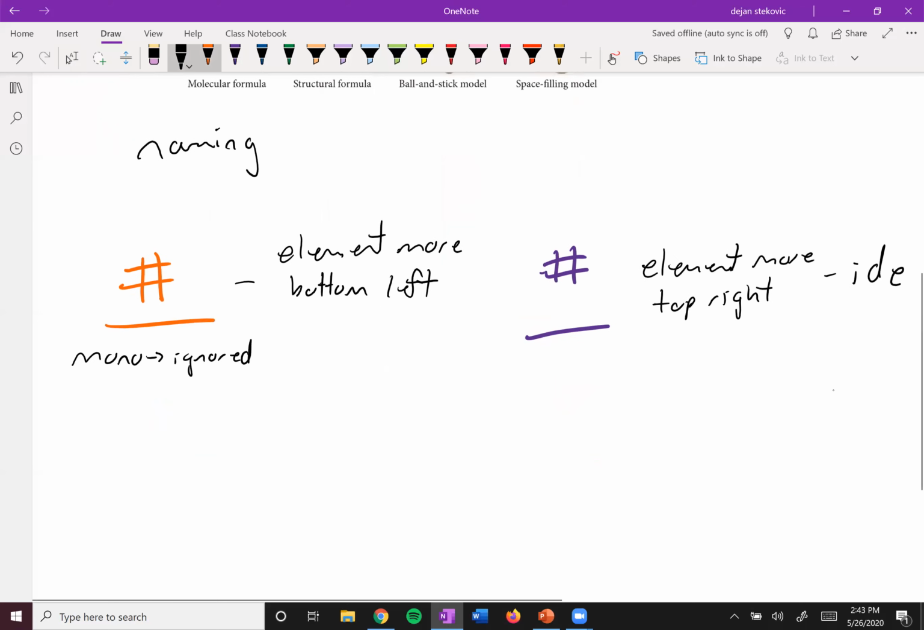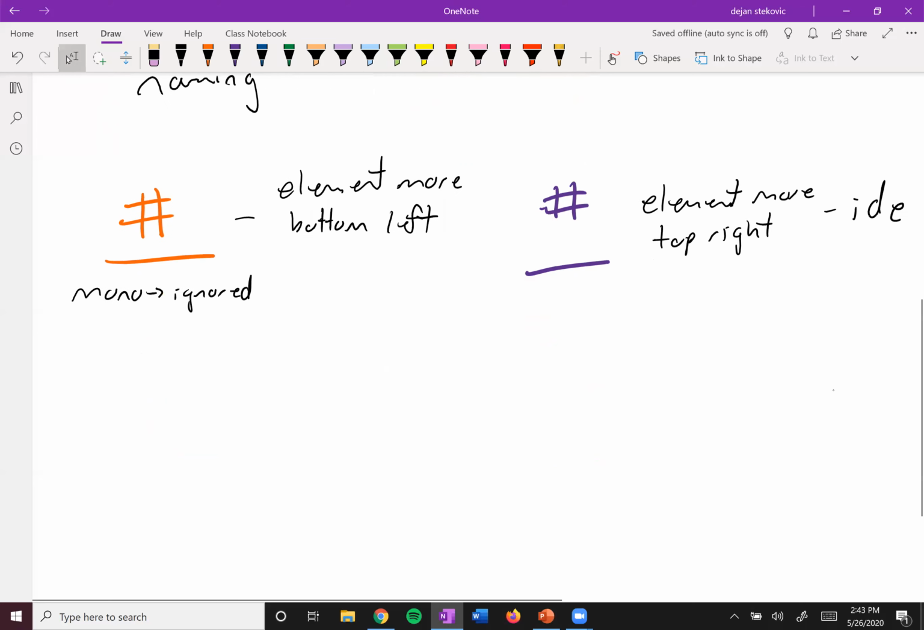So these prefixes are the same as the hydrate. So mono, di, tri, tetra, penta, hexa, hepta, octa, nona, deca, right?